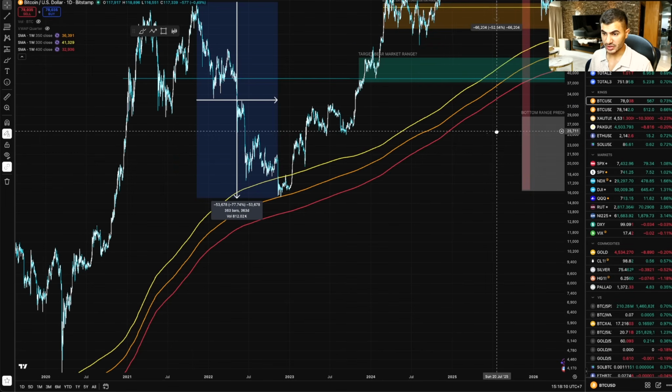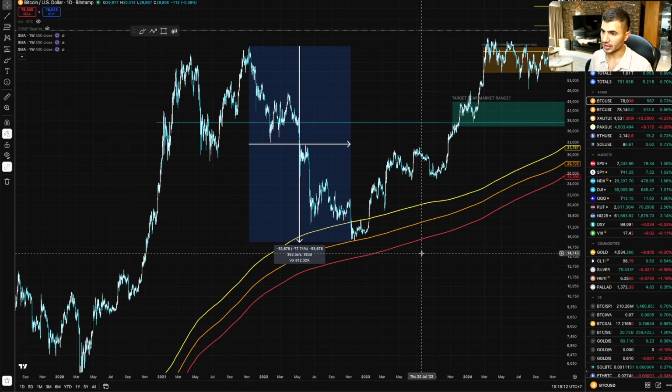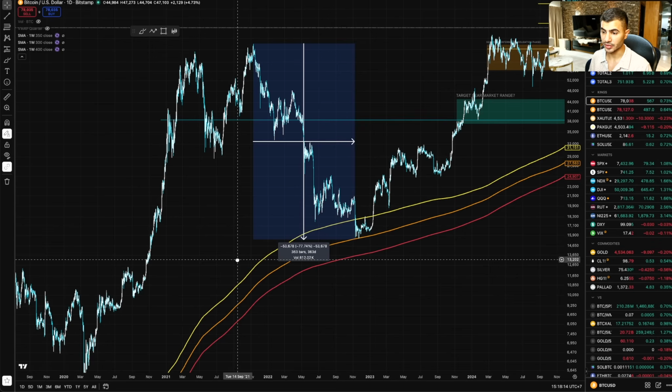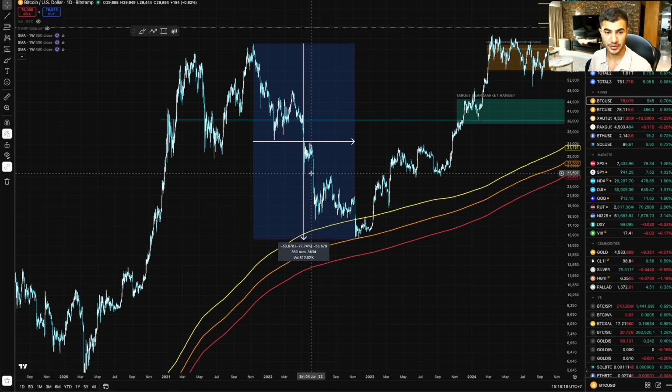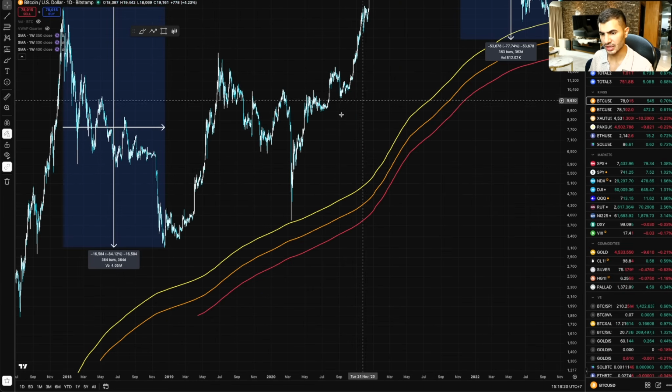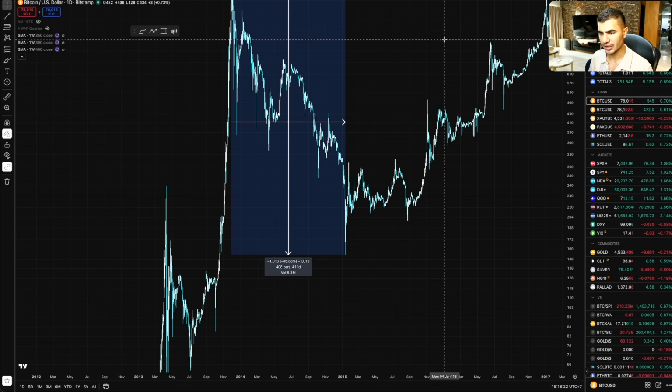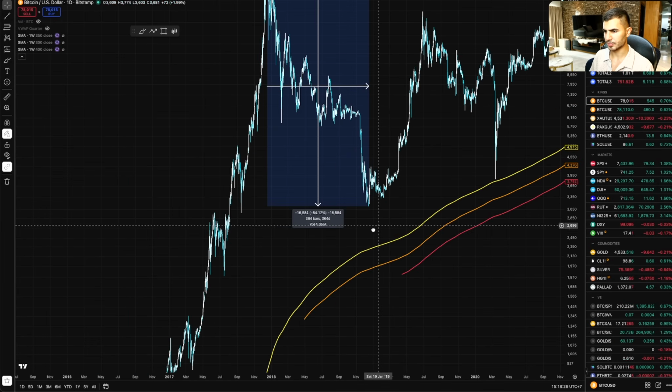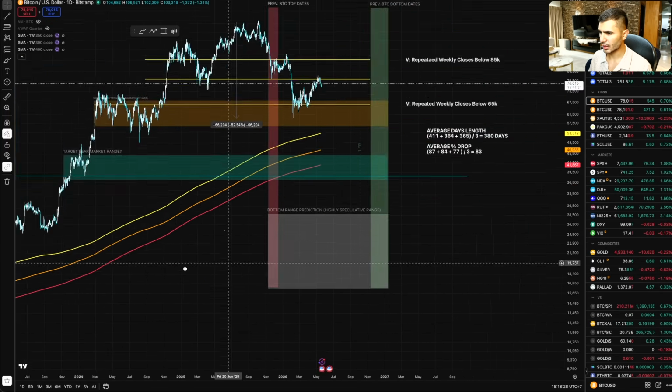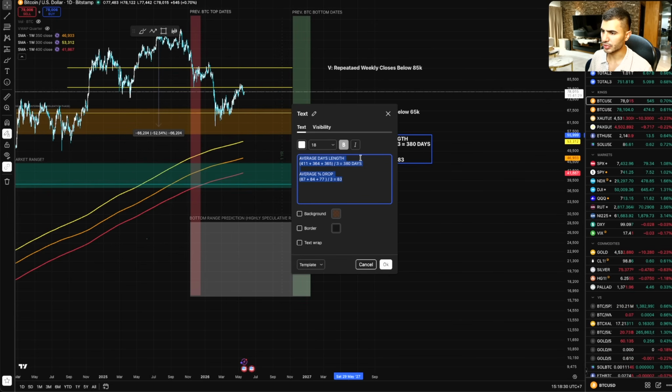Well, we do a similar approach. We take the percentage drawdown. For example, in the previous bear market cycle, it has been minus 77%. If you want to round it up, it's minus 78%, and minus 84%, and minus 87% if we round up. If you take all those and find the average, we get an average of 83% drawdown.